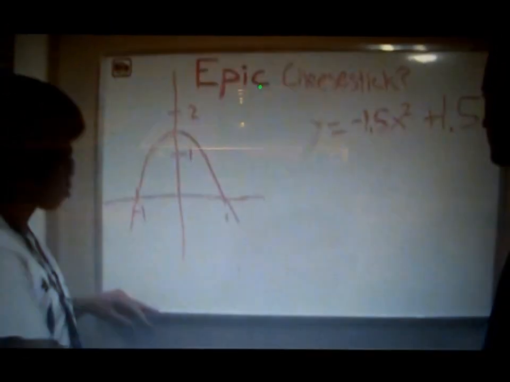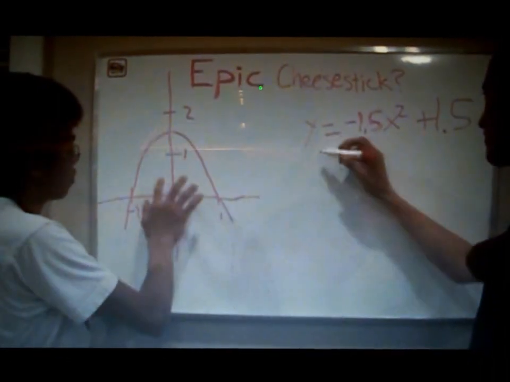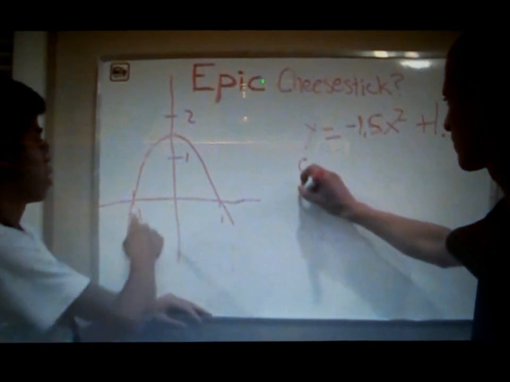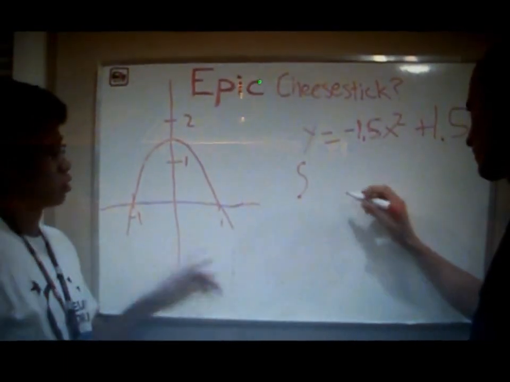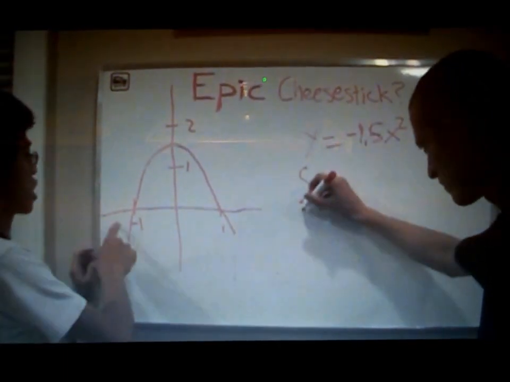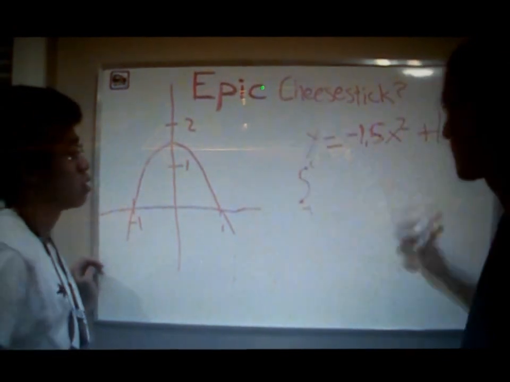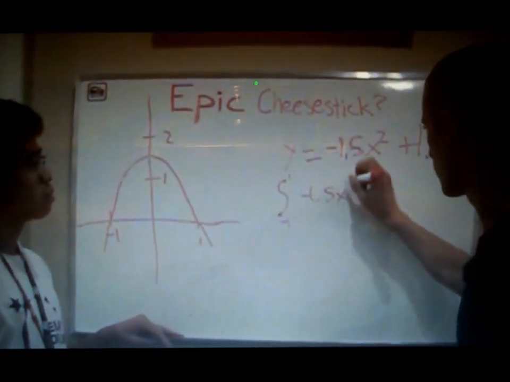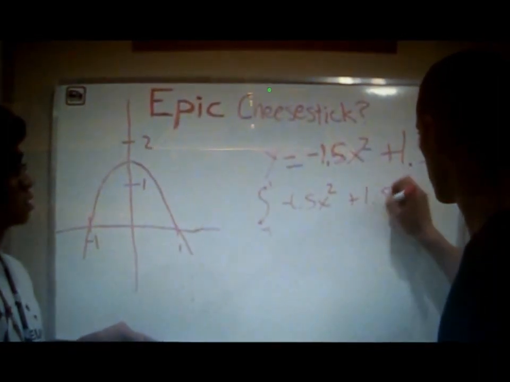Alright, so to find the area of the cheese stick, we're going to find the area of this face and multiply it by the length of the cheese stick, which is 11. So to find the area, we're going to take the integral of the equation, from negative 1 to 1, of negative 1.5 x squared plus 1.5 dx.